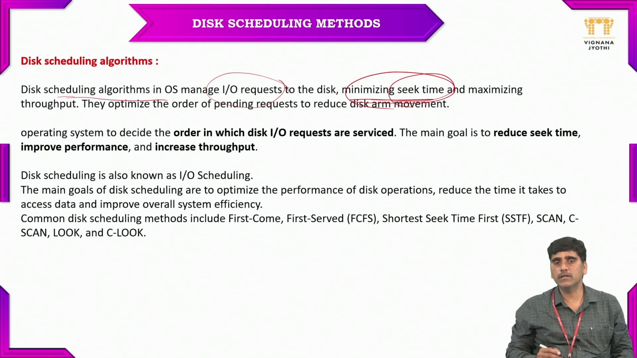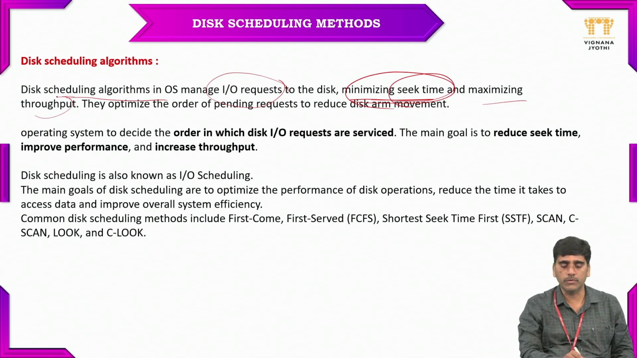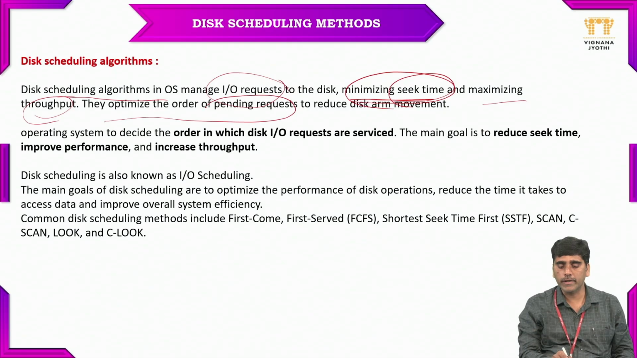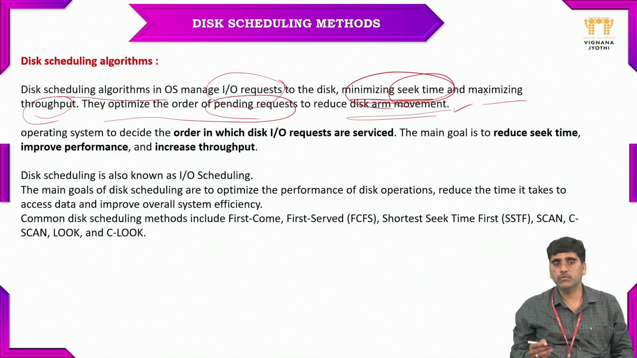So the main thing is to minimize the seek time and maximize the throughput. How are we going to utilize the memory for the processes? Here it is the same thing, disk utilization is important. During this disk utilization process, we minimize the seek time and maximize the throughput. These two optimize the order of pending requests to reduce the disk arm movement.